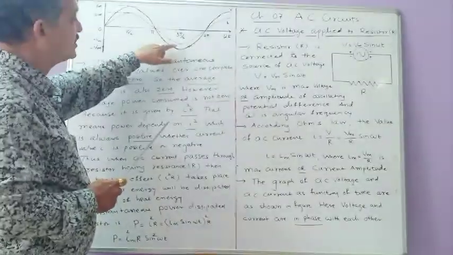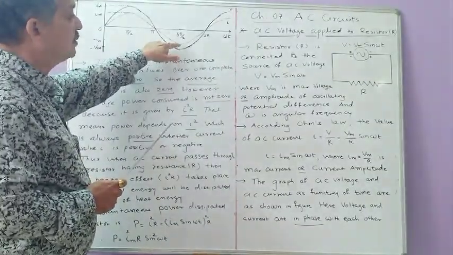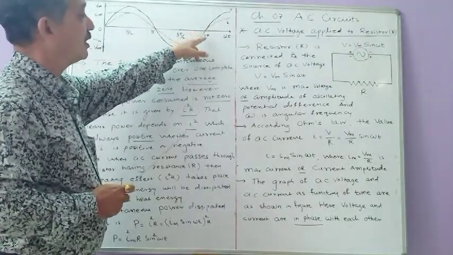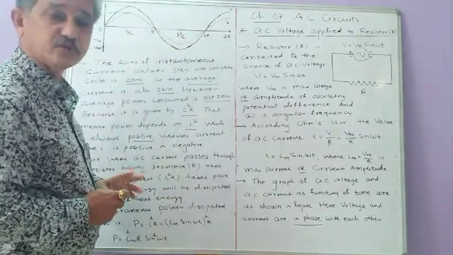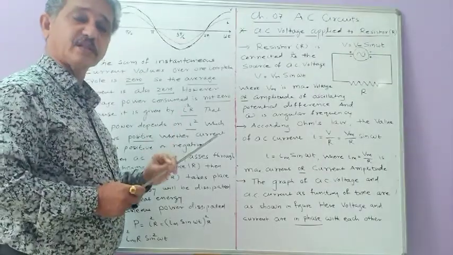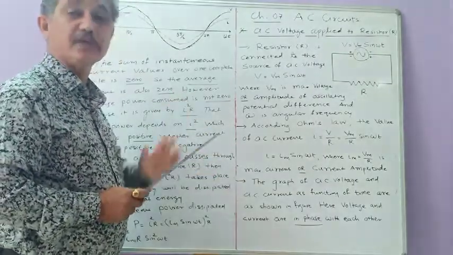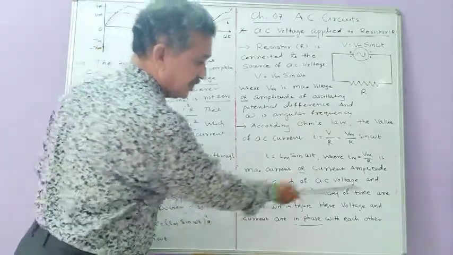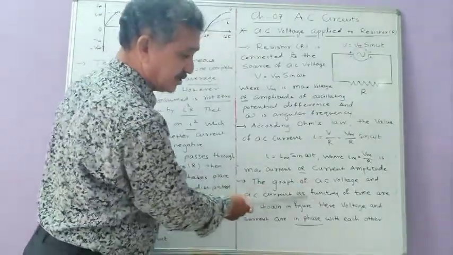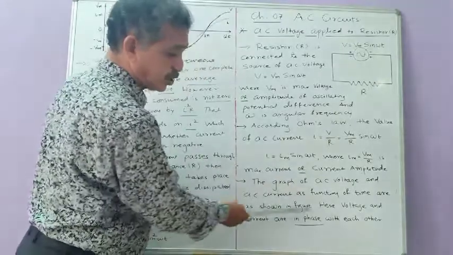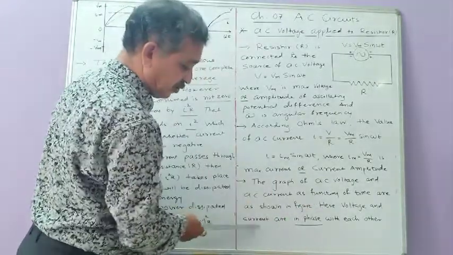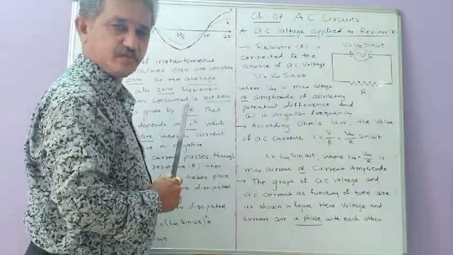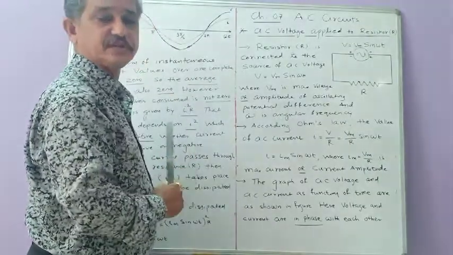Now in the reverse direction, when voltage becomes maximum, current becomes maximum, and at omega t equal to 2 pi, current is 0 and voltage is 0. That means both become maximum together, or both become 0 together. And that's why the graph of AC voltage and AC current as a function of time is shown in the figure, and this AC voltage and current are said to be in phase with each other.